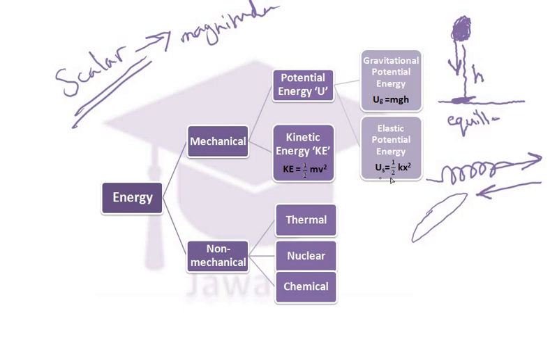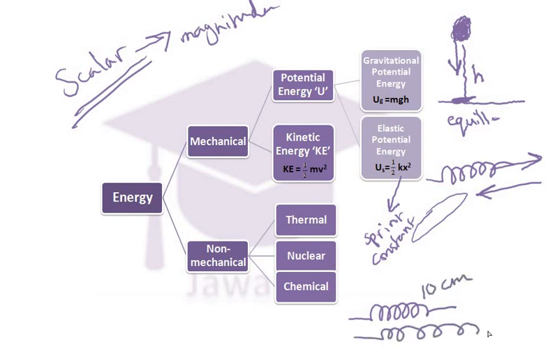It's calculated by this formula, half kx squared. K is the spring constant, or we call it the force constant for elastic materials. Each elastic material has a specific constant. X is the displacement of the object. It's the difference in length. For example, if the length of the spring is 10 centimeters, if I stretch it to 12 centimeters, X will be 2, the difference in length. So it's half kx squared.